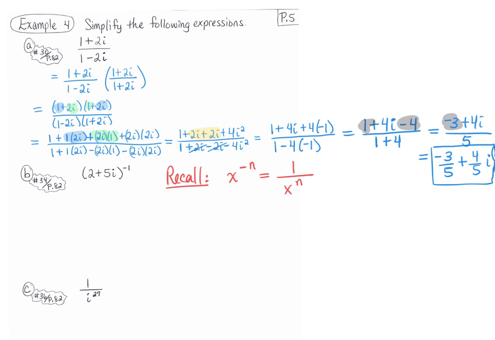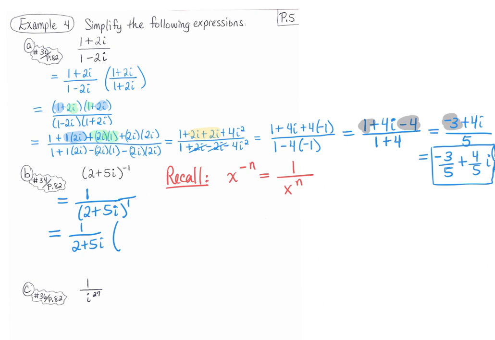So 2 plus 5i, this quantity to the negative 1, is the same thing as 1 over the quantity 2 plus 5i to the first power. And because that's to the first power, do we really need to write 1 as our exponent? No, we don't. Very good. So what we're going to do now is simplify this expression. So how do we simplify this expression? We have to multiply by the complex conjugate in the form of 1. Good. So we have 1 over 2 plus 5i times what?